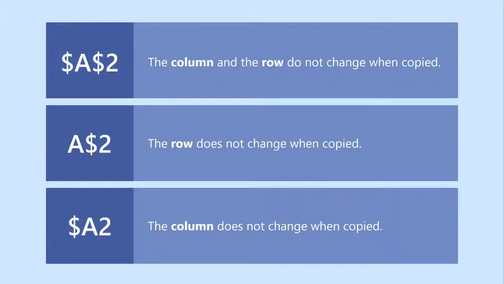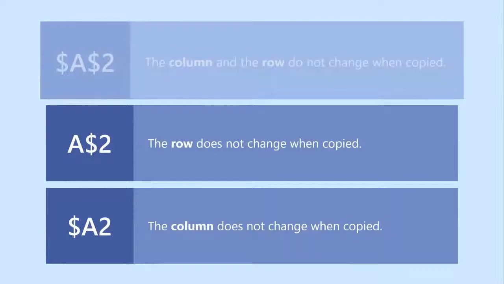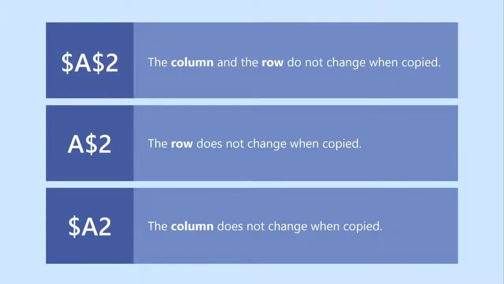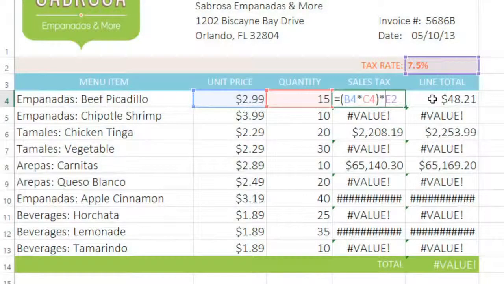Most of the time, you'll be using the first type of absolute reference, the one where there's a $ sign before the column and the row. Let's go back to our example and add $ signs before the column and the row to make E2 an absolute reference.